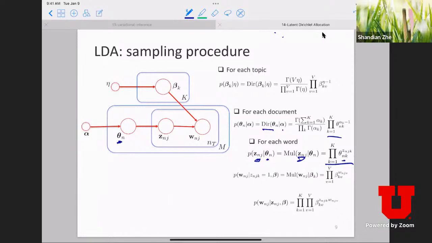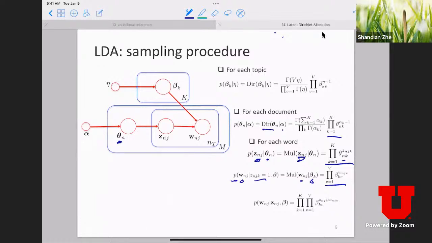And then the word itself, w_nj, is sampled conditioned on z_nj and beta. If z_njk is 1, meaning that the topic index is k, then we're going to use beta_k, the word distribution for topic k, to sample or generate this word, which is again a categorical distribution.